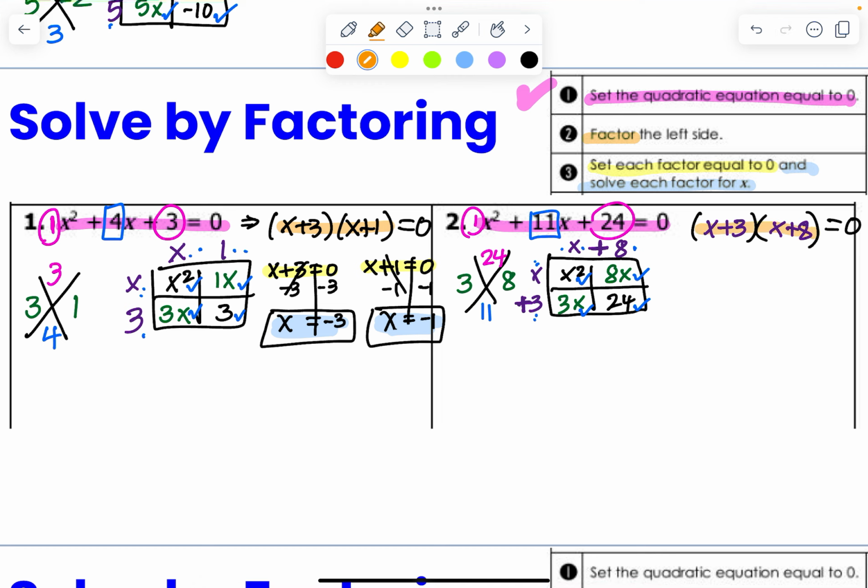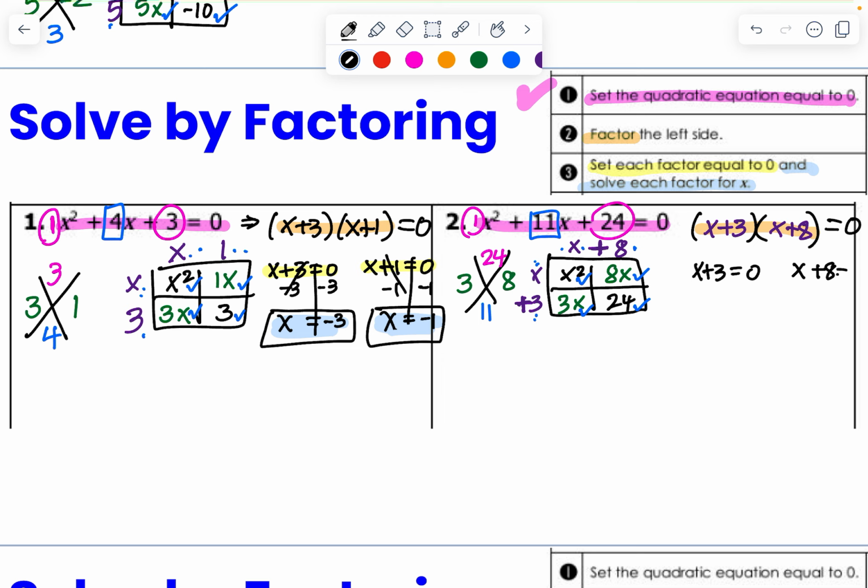Now we're ready for step 3. Set each factor equal to 0. That means x plus 3 is going to be equal to 0, and x plus 8 is equal to 0. Again, that zero product property says if you're multiplying two things together and it's 0, either the first thing, x plus 3, is 0, or the second thing, x plus 8, is 0. And now all we have to do is get x alone. Finish and solve. Minus 3 on both sides for our first equation. We get x is negative 3.